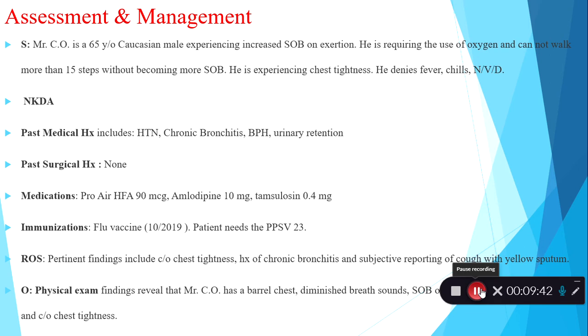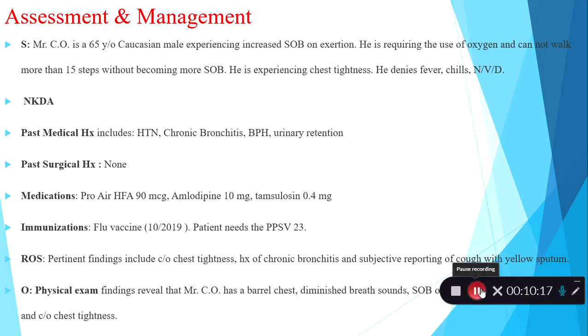Mr. CO increased his oxygen from 2 liters to 4 liters and noticed on his home pulse ox monitor that his SpO2 level increased from 88% to 93%. But in spite of this, he still feels very short of breath. He also states that he is having yellow sputum production and a chronic cough.